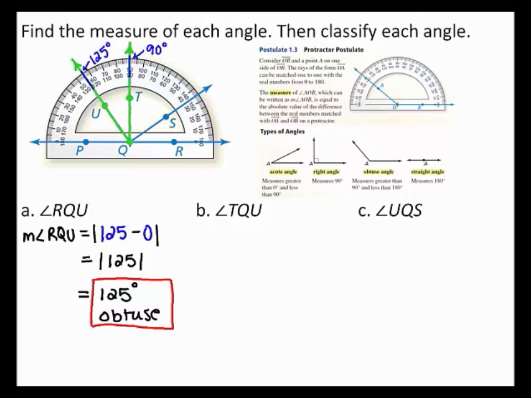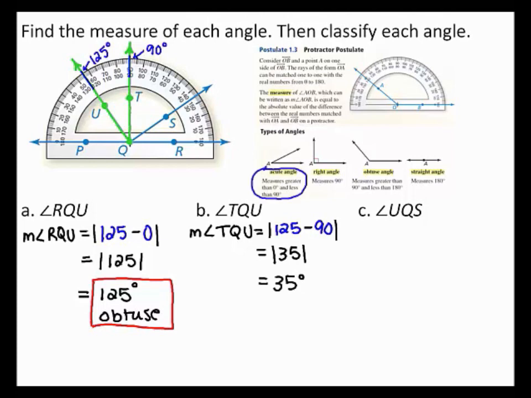So, by the protractor postulate, the measure of angle TQU is equal to the absolute value of 125 minus 90. When you simplify, 125 minus 90 gives you 35, and the absolute value of 35 is 35. So, the measure of angle TQU is 35 degrees. Now, because the measure of this angle is greater than 0 degrees and less than 90 degrees, angle TQU is an acute angle.